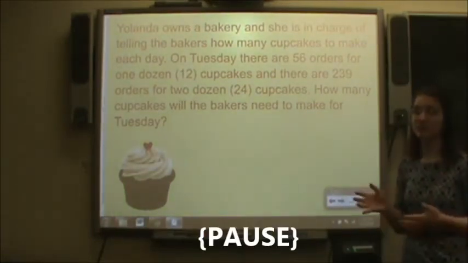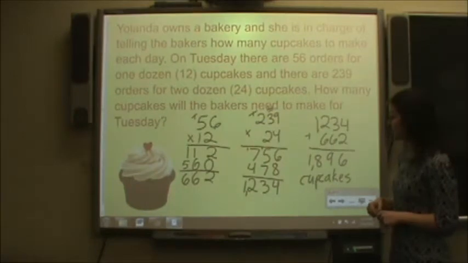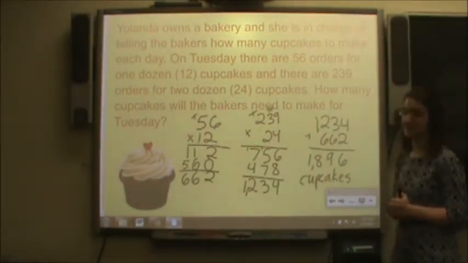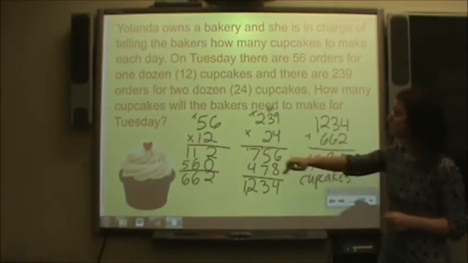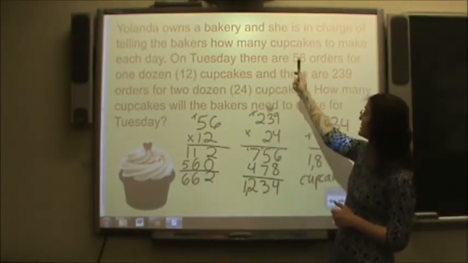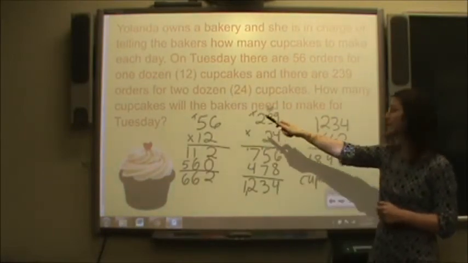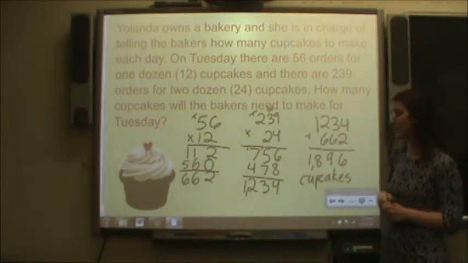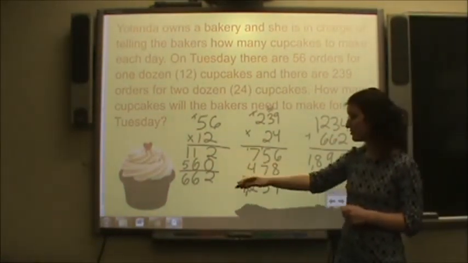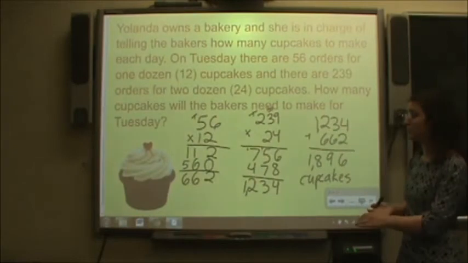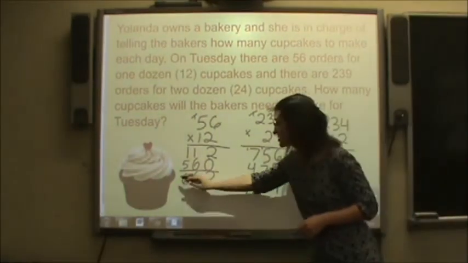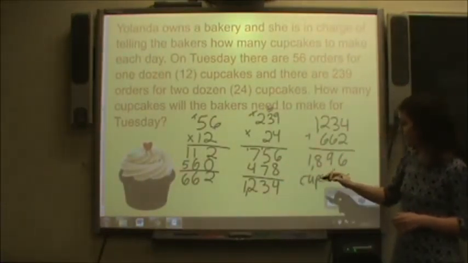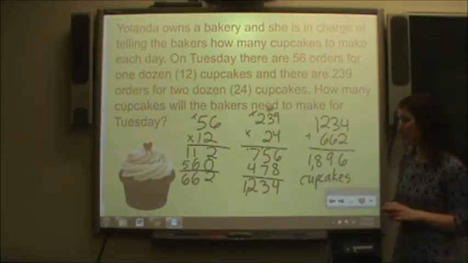You're going to have a couple of different steps you'll have to go through. The final answer is that bakers are going to need to make 1,896 cupcakes. And I got that by multiplying 56 times 12, because there's 56 orders of 12, and then 239 times 24, because there's 239 orders of 24 cupcakes. So I multiplied each of those independently, and then I added those 2 together, because that tells me how many cupcakes for those orders, and that tells me how many cupcakes for those orders, and I get the final number of cupcakes that I need.